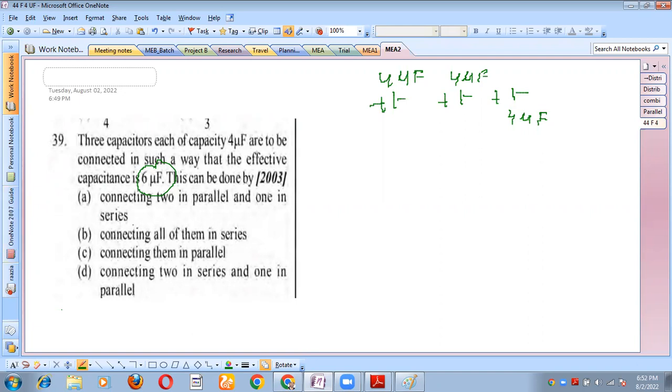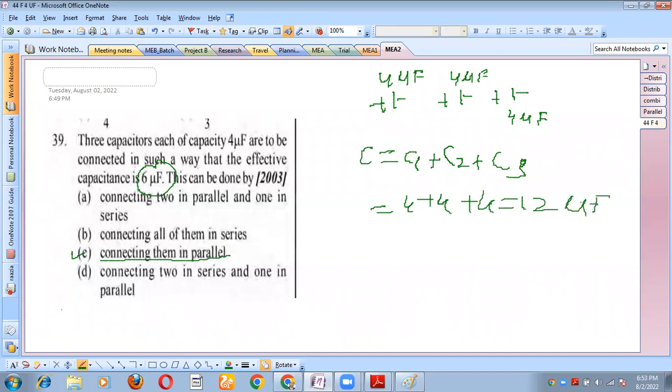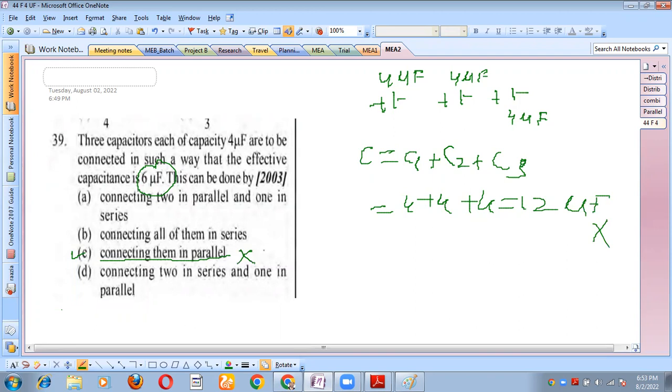So first, we will see option C. What it says is to connect them in parallel. So we know that in parallel capacitance is added. So if we connect them in parallel, 4 plus 4 plus 4, we will get 12 microfarad. But we need 6 microfarad. So this is not possible. So C is not correct.